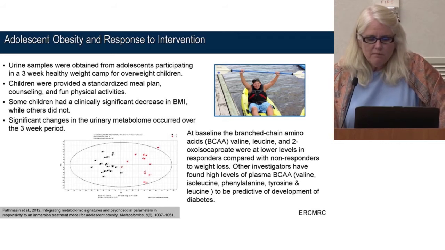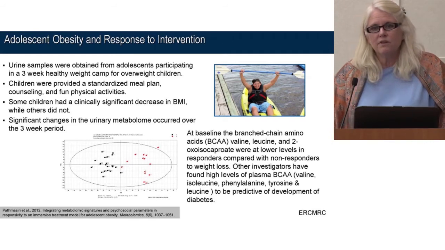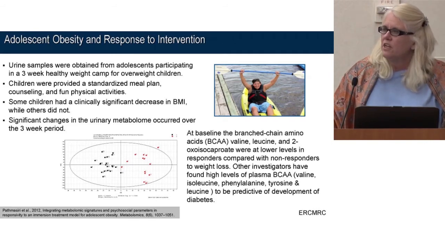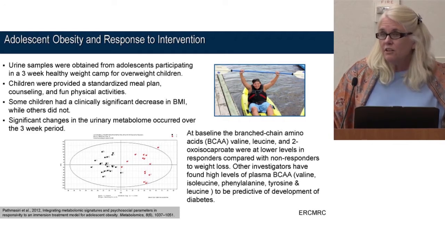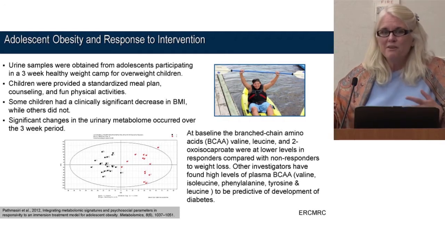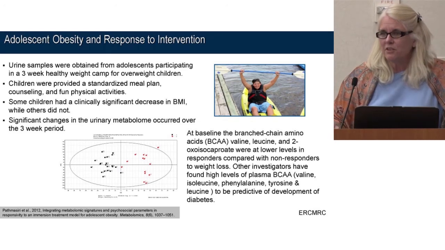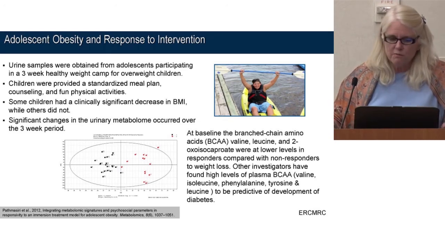And so this was interesting because there's been some other studies in adult populations that have shown that these branched chain amino acids at high levels are predictive of the development of diabetes. So we're seeing something consistent, that the high levels of branched chain amino acids at baseline in children who don't lose weight clearly could be predictive of development of diabetes later in life if they don't get into a program that does.